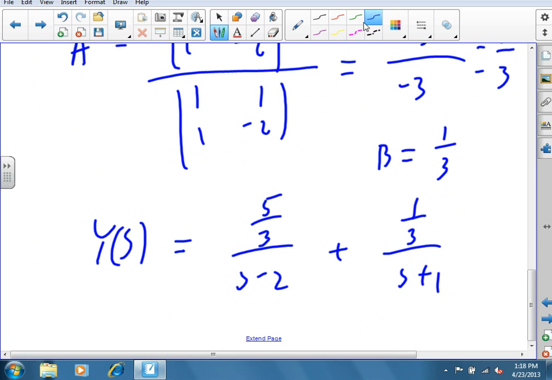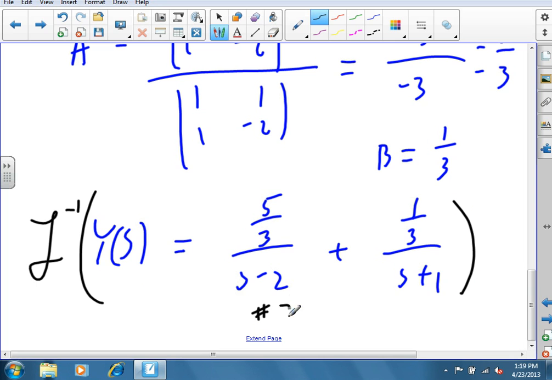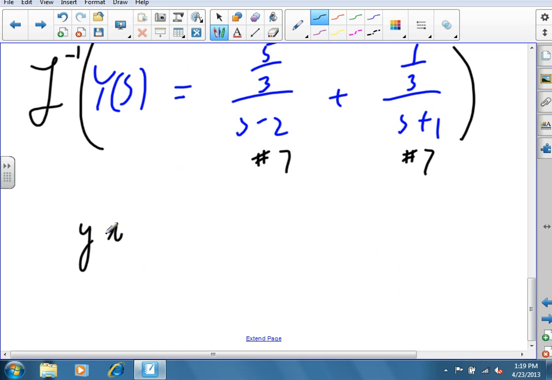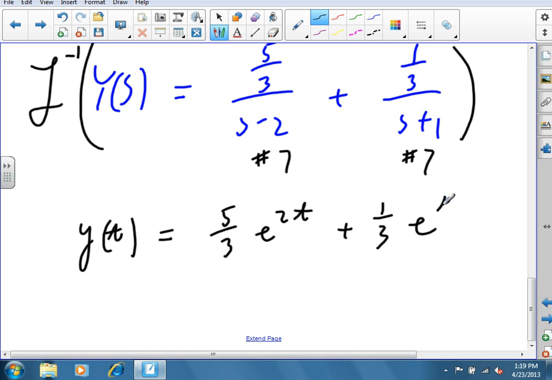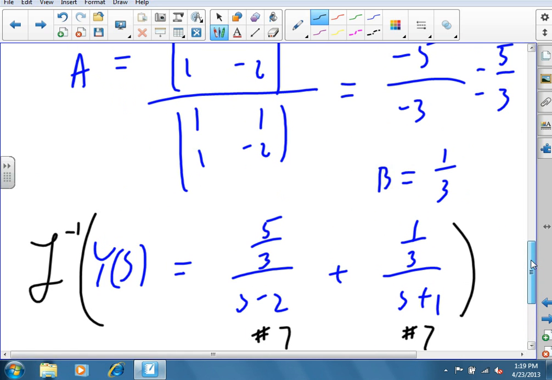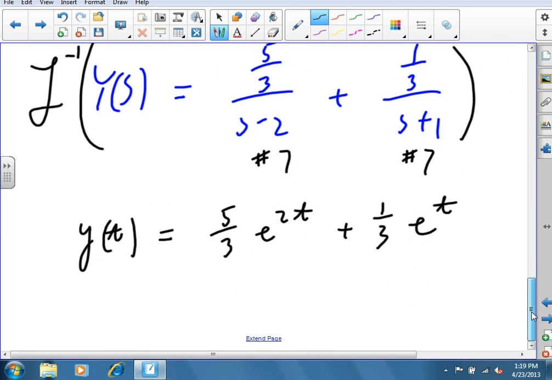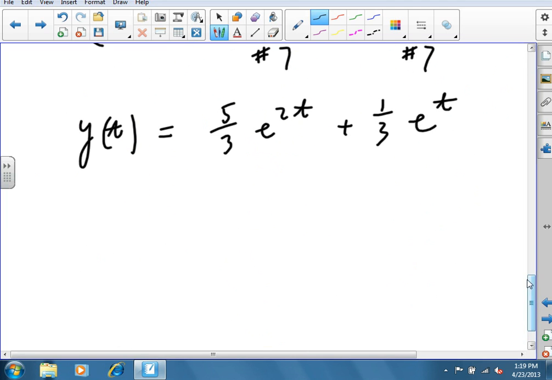Yes, it does. Then I do an inverse Laplace transform, and I'd see that this is number 7, and this guy's number 7, and I'd say y of t is 5 thirds e to the 2t plus 1/3 e to the t. All right, that would be my final answer, assuming that it checks.